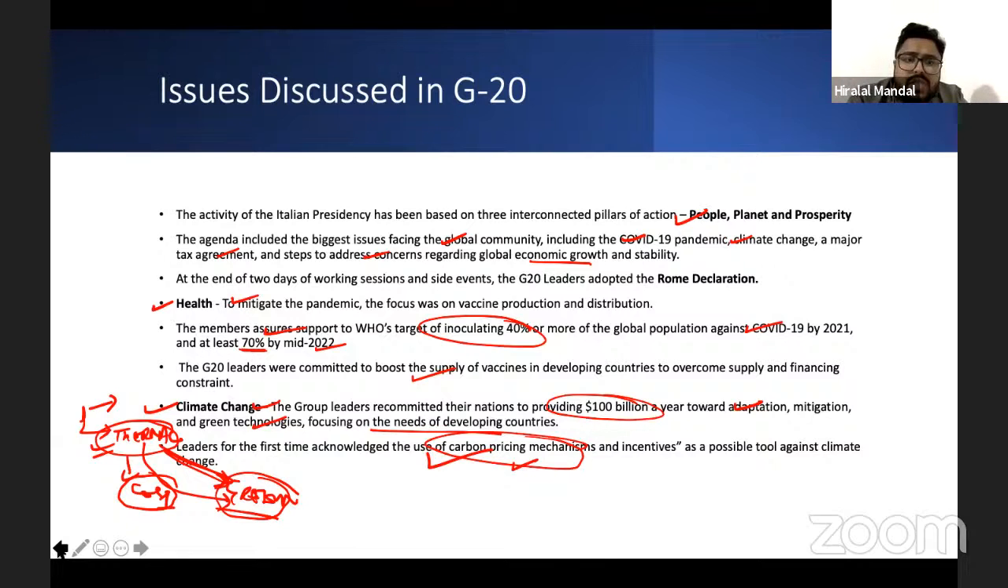Okay. Similarly, when you see climate change, when it comes to providing $100 billion towards adaptation, mitigation, and green technologies, the countries are not able to meet this target.